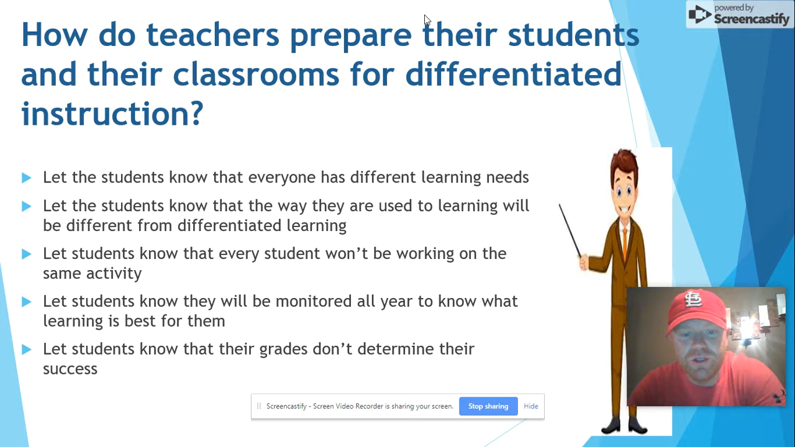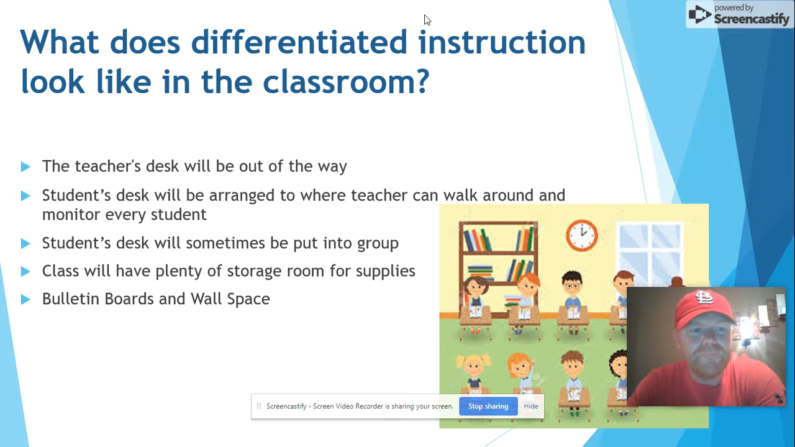Then let students know that every student won't be working on the same activity. There'll be times where you'll have different situations going on in the class, and they may not be working on the exact same activity. Let the students know that you'll be watching and monitoring them all year, seeing what's best for them. Then let the students know that their grades don't determine their success. Sometimes they may do badly, but really emphasize that that doesn't always mean that you're unsuccessful at something.